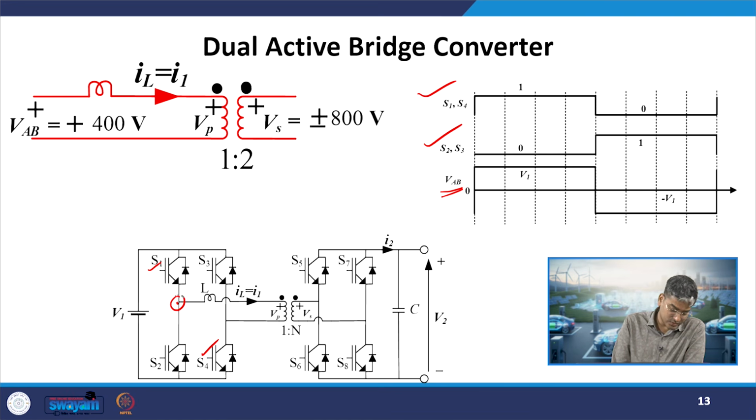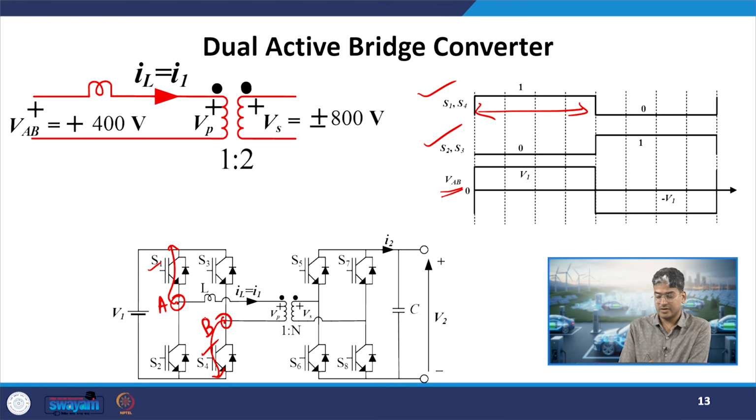We will consider this node as A, this node as B in the circuit. Now, we will find out what will be VAB voltage. When S1 and S4 is on for these 4 divisions, it will be equal to plus V1. How? Because A point is connected over here, B point is connected over here. If I apply KVL in this loop, I will observe that the voltage across the terminal A and B will be equal to plus V1.